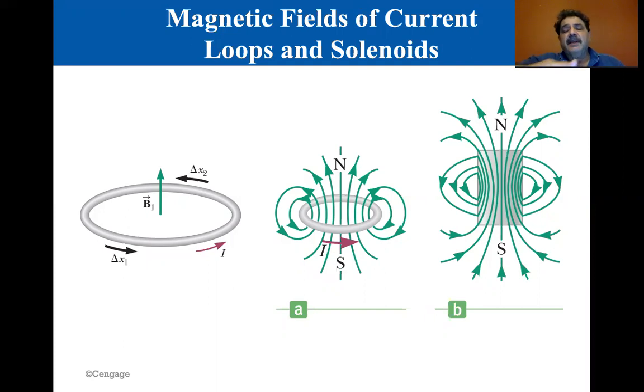And if you go to the opposite side on delta x2, using the same right-hand rule, you'll see that you've got B1 coming up through the center. So if you do all those delta x's all the way around, you'll get a magnetic field that looks like it does in A, and you can compare that to a small magnet, and you can see how the shape that you get in a coil is similar to a small magnet.